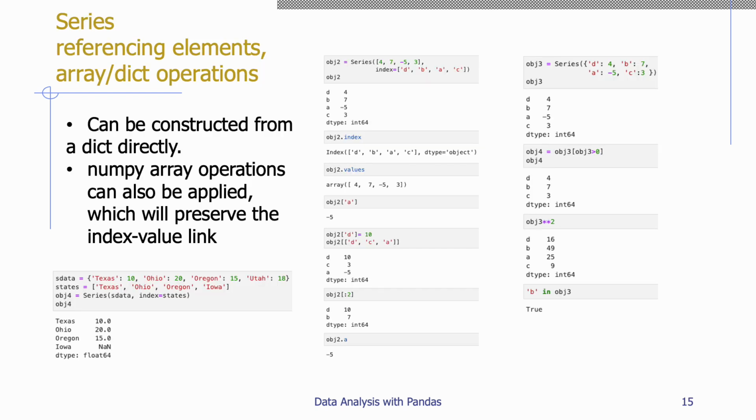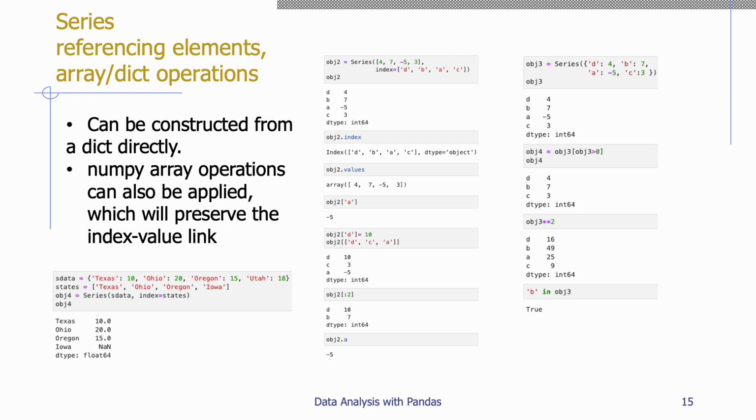Within a series, we can reference elements, and use array and dictionary operations. A series can be constructed from a dictionary directly, and NumPy array operations can also be applied, which is going to preserve the index-value link. If you have a look at the example on the left hand side, let's create the series data as sdata. It has some states like Texas, Ohio, Oregon, Utah, and it has the values for each state, which are 10, 20, 15, 18, respectively.